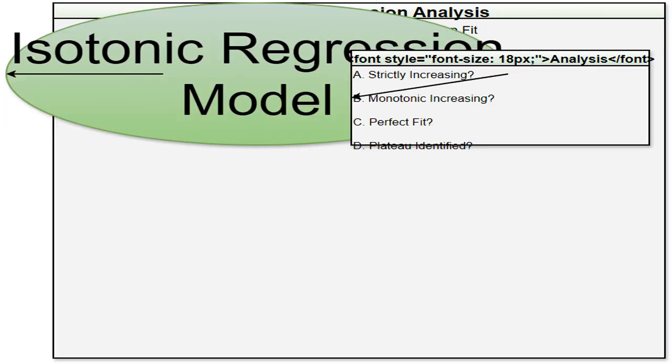I'm using scikit-learn's Isotonic to model a monotonic relationship, one that's either always increasing or always decreasing. This model finds the best fit within this constraint. This model doesn't have to be strictly increasing, it can have flat sections.